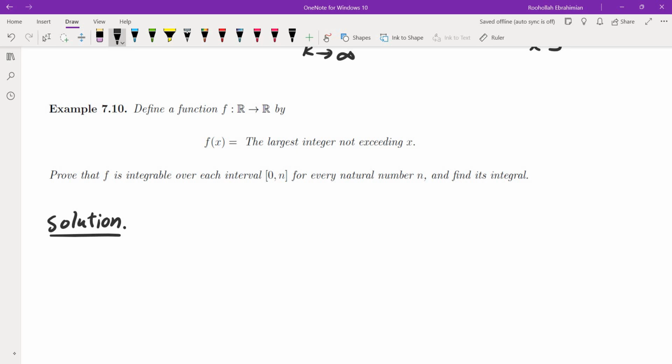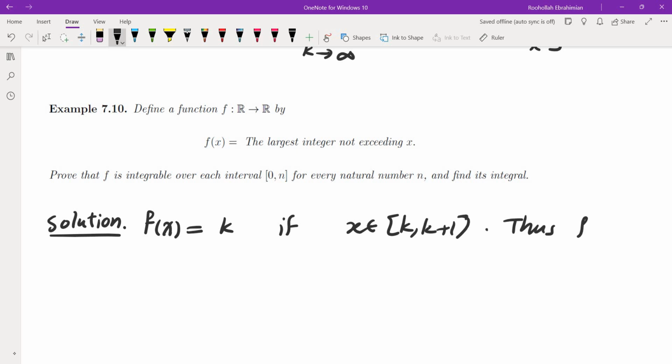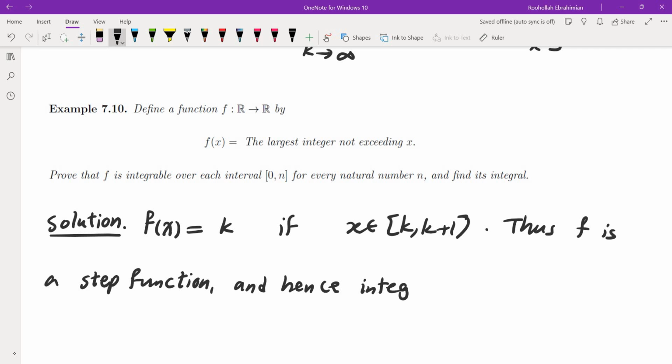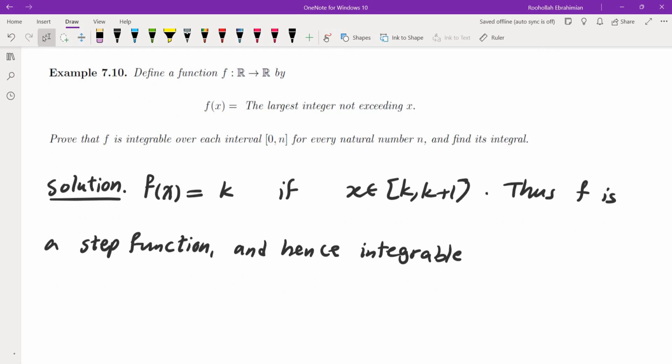So first of all, this is a step function. So f of x is equal to k if x is inside k, k plus 1. Thus f is a step function, and hence integrable. You could also notice that this is an increasing function. So you could also use the fact that it's a monotone function.